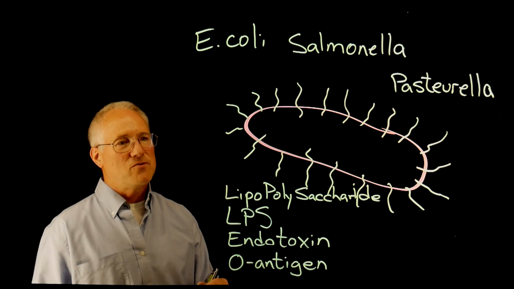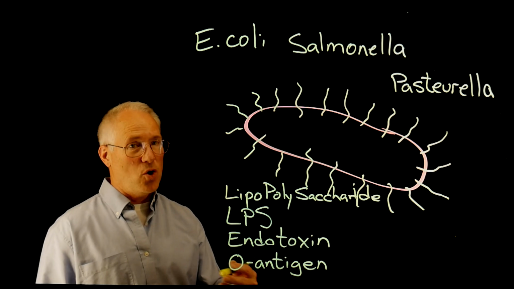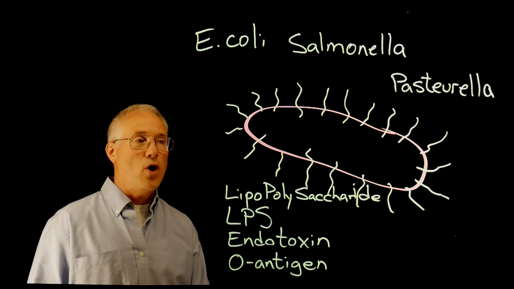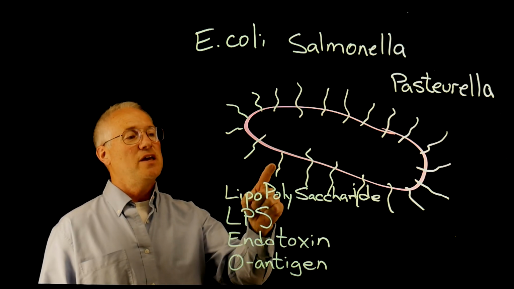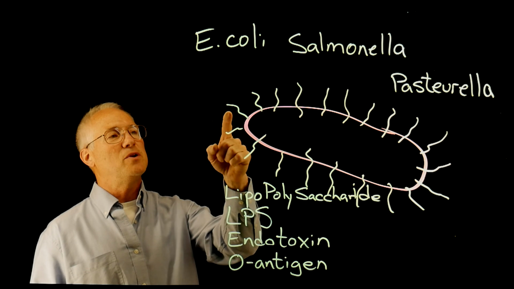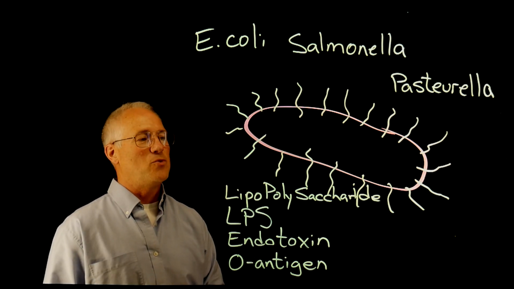This is why we have E. coli O157, E. coli O78, or O1 or O2. There's a couple hundred types of E. coli, each one with a distinctly different polysaccharide pattern that the immune system can recognize and remember.